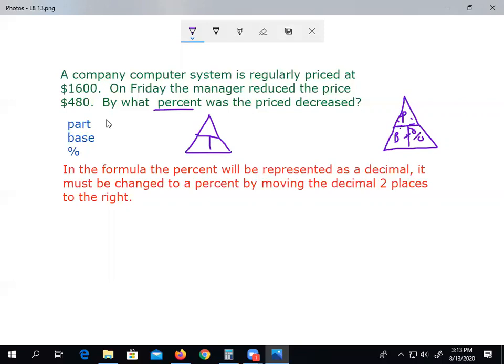The part is going to be the 480, because that's the part that was decreased by. And then the base was the whole amount. So the whole amount of the computer, or the original amount, was 1600. So based on our formula, the 480 will go here and the 1600 will go here. And what this little triangle model says is since this is top to bottom, all I've got to do is divide those two numbers to get our answer.